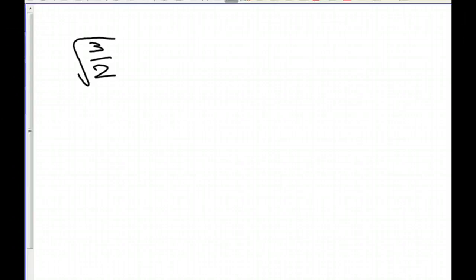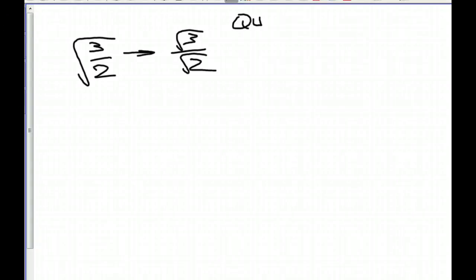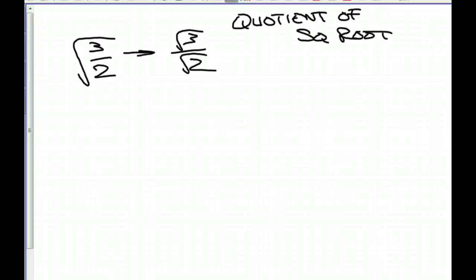Anyway, that can be switched to the square root of 3 over the square root of 2. Okay? That is called the quotient. How do you spell quotient? Quotient of square roots.